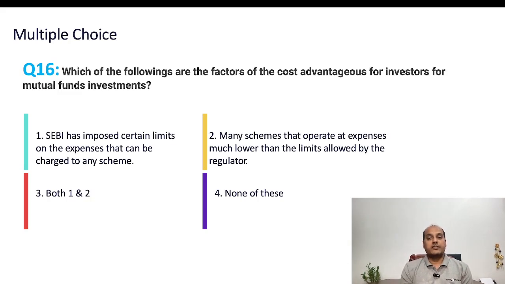Which of the following are the factors of cost advantages for investors for mutual fund investment? SEBI has imposed certain limits on the expenses that can be charged to any scheme. Bilkul sahi. This is absolutely right. Second, many schemes operate at expenses much lower than the limits allowed by the regulator. So these two factors, option 1 and option 2, both of them are advantageous factors for investors who are investing into mutual funds.